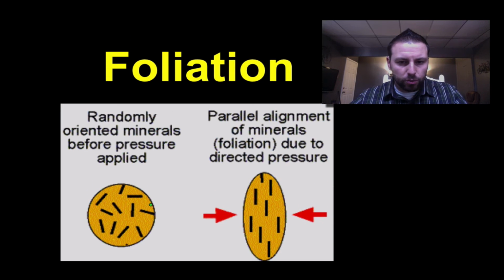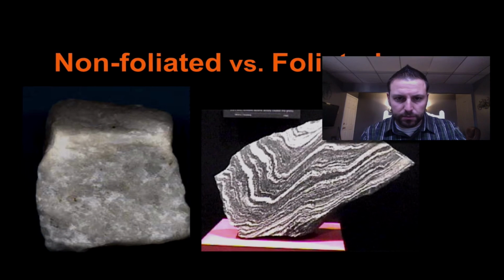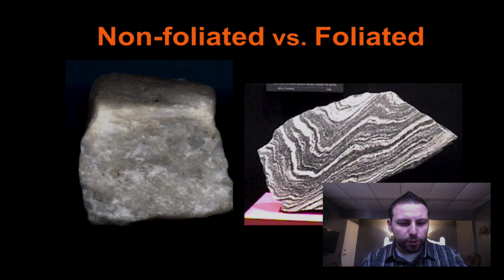Here's our foliation once again. So here's our minerals. Notice that there's no real arrangement, but if we apply pressure to it, we can get them to start lining up. Depending on how much pressure we have, we can get these to really separate into light and dark bands or form bands of minerals. Here's non-foliated versus foliated. So there's definitely a clear difference between the two types of rocks.